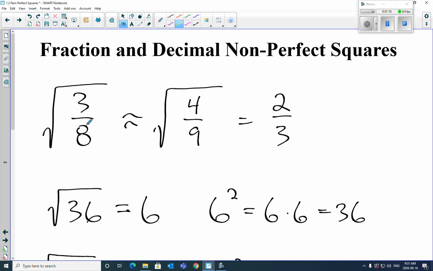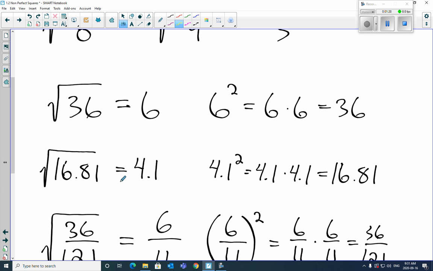On this page, let's talk about fractions. With fractions, we can look at 3 over 8, and that's approximately, well, 3 is close to 4, which is a nice perfect square root. And then the 8 is close to 9, so we can do 4 over 9, which is just 2 over 3. So this is just another variation on it.